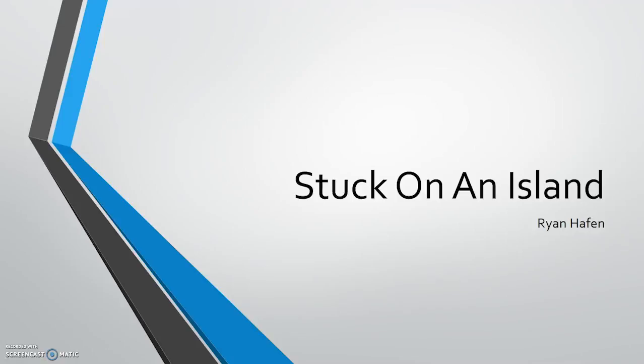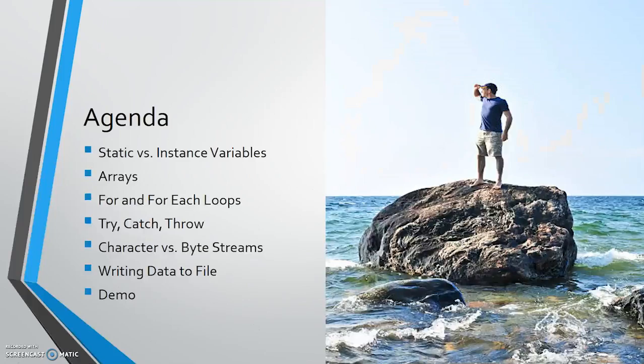Well, let's go ahead and go to the agenda. Today we're going to talk about static versus instant variables. We're going to talk about arrays, for and for each loops and the difference between the two. We're going to look at some try, catch, and throws. We're going to discuss the character versus byte streams. We're going to write some data to a file, and then we're going to go through a demo. So let's go ahead and get started here.